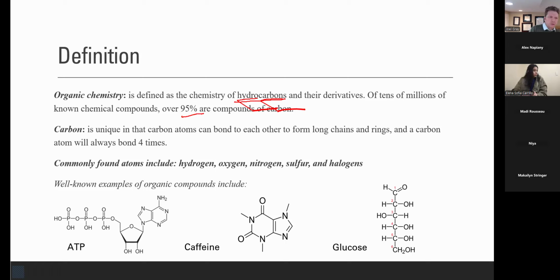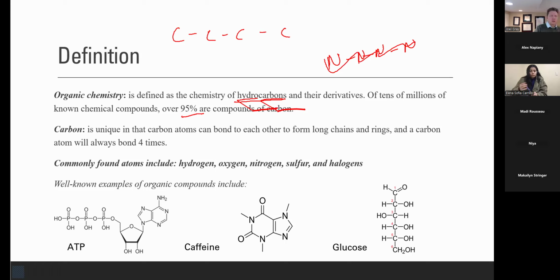Carbon is unique in that carbon atoms can bond to each other to form long chains and rings, and a carbon atom will always bond 4 times. So what this is saying is that you can have some molecule that looks like this. Whereas the same thing is not true with atoms like nitrogen. So if you have nitrogen, you're not going to have nitrogen, nitrogen, nitrogen, nitrogen, nitrogen, and so on. So this is kind of unique.